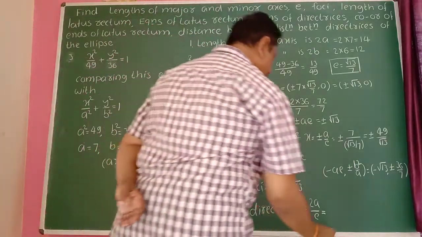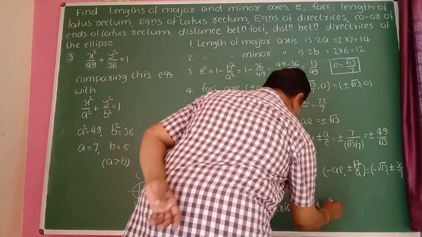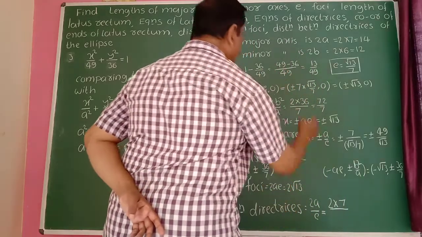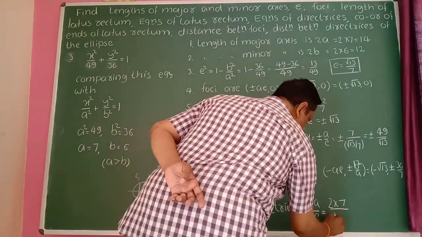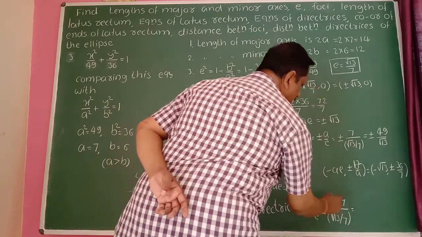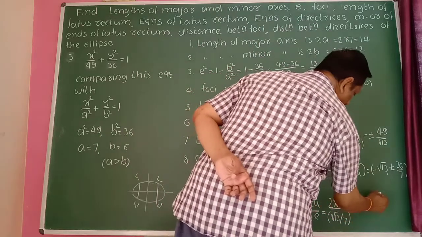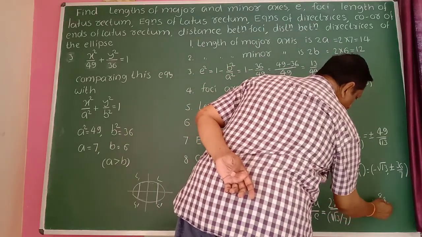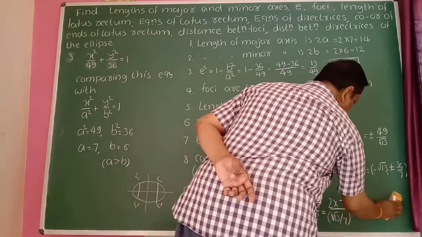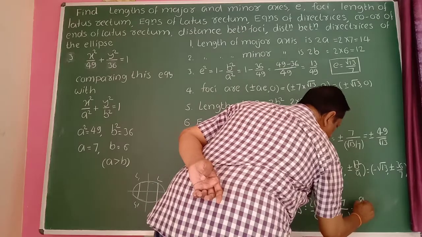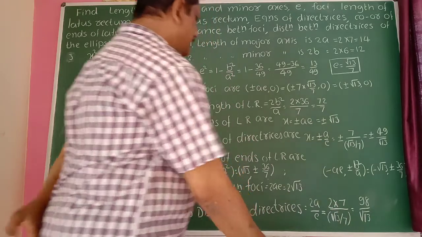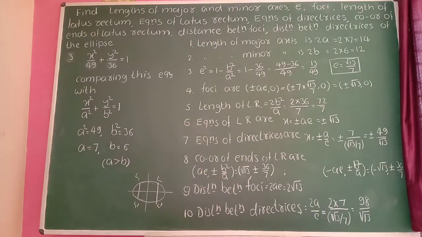Then the distance between the directrices is 2 into a value 7 divided by the e value root 13 by 7. 7 goes to the numerator. 7 sevens are 49, into 2 is 98. So 98 divided by root of 13. This gives the distance between the directrices.